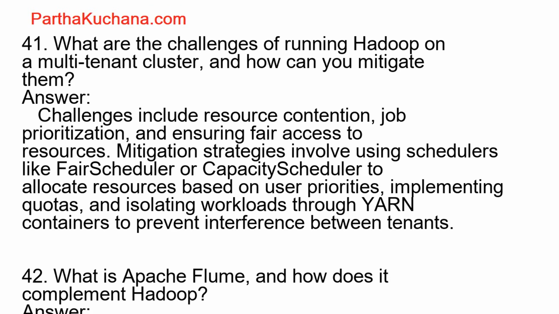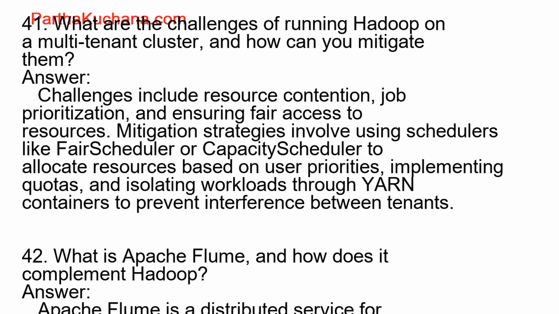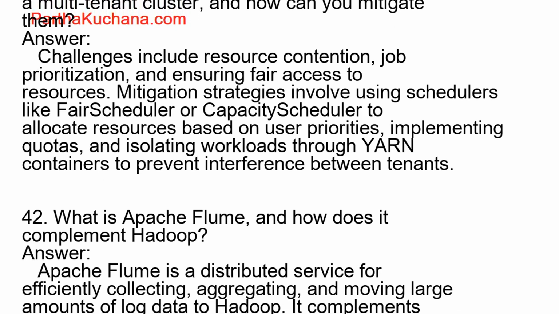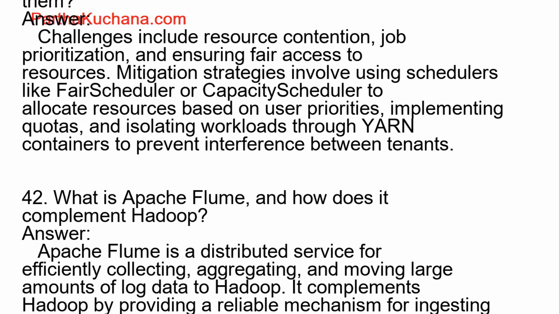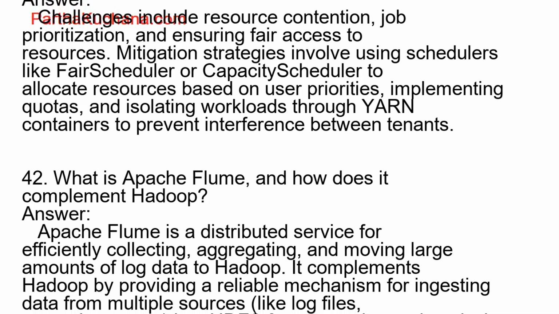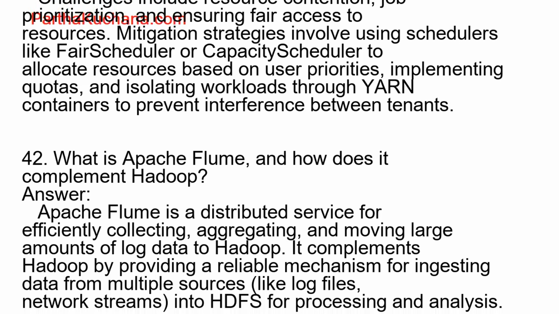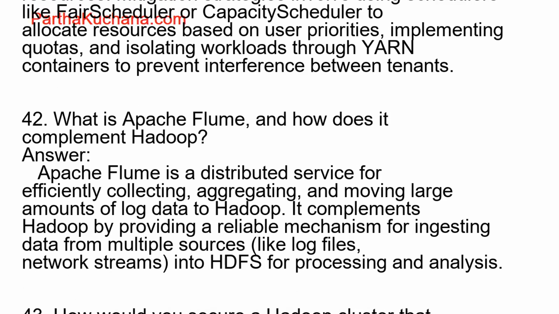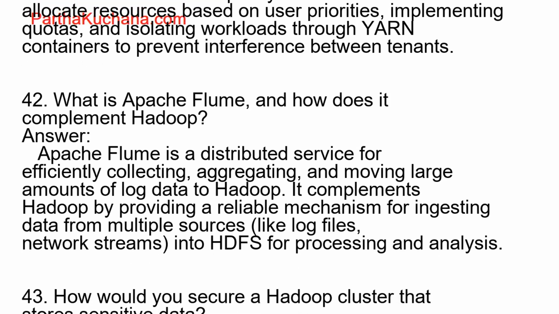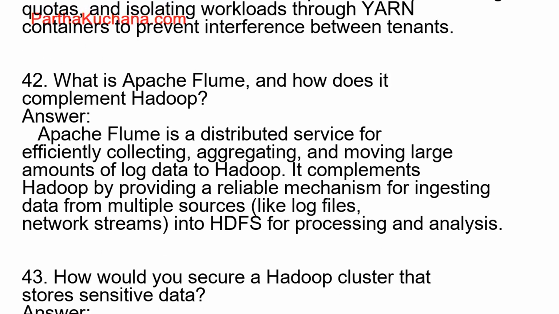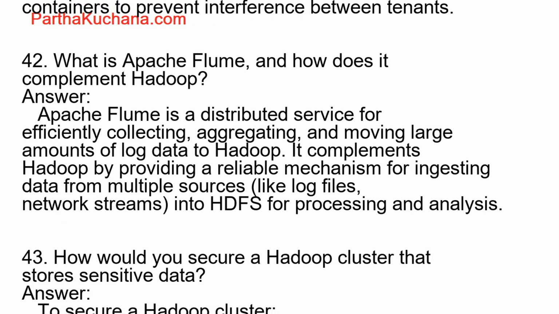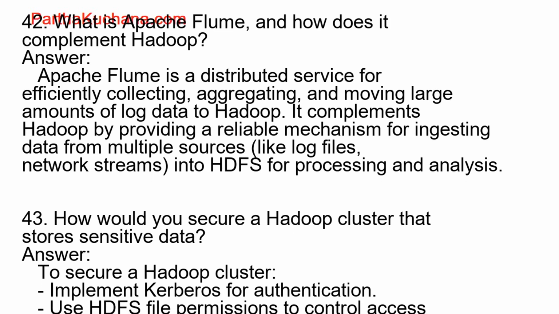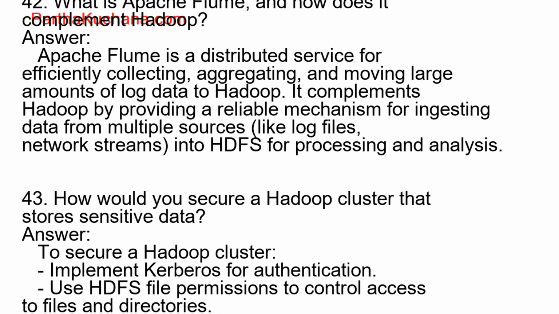44. What is the difference between Apache HBase and HDFS? Answer. HBase is a NoSQL database built on top of HDFS that provides real-time read and write access to large datasets, while HDFS is a distributed file system optimized for batch processing of large datasets. HBase supports random access and is used for OLTP, online transaction processing, workloads, while HDFS is used for OLAP, online analytical processing, workloads.